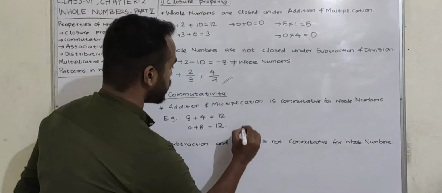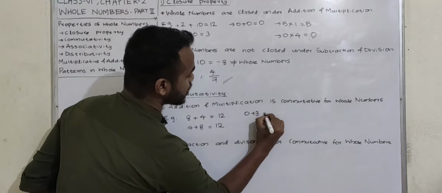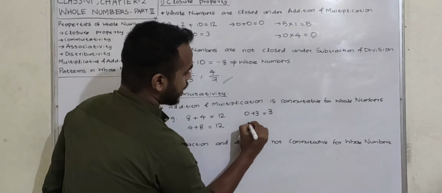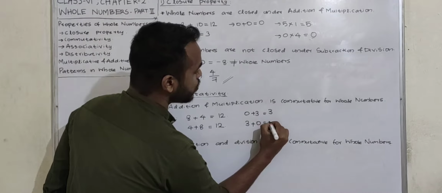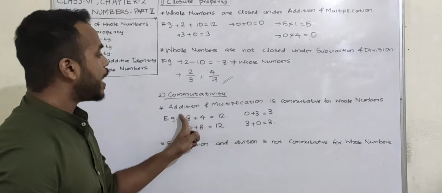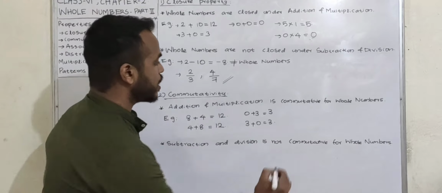Another example, 0 plus 3. What is the answer? It's 3. And is it the same? 3 plus 0? Yes. Then we can say addition is commutative for whole numbers.